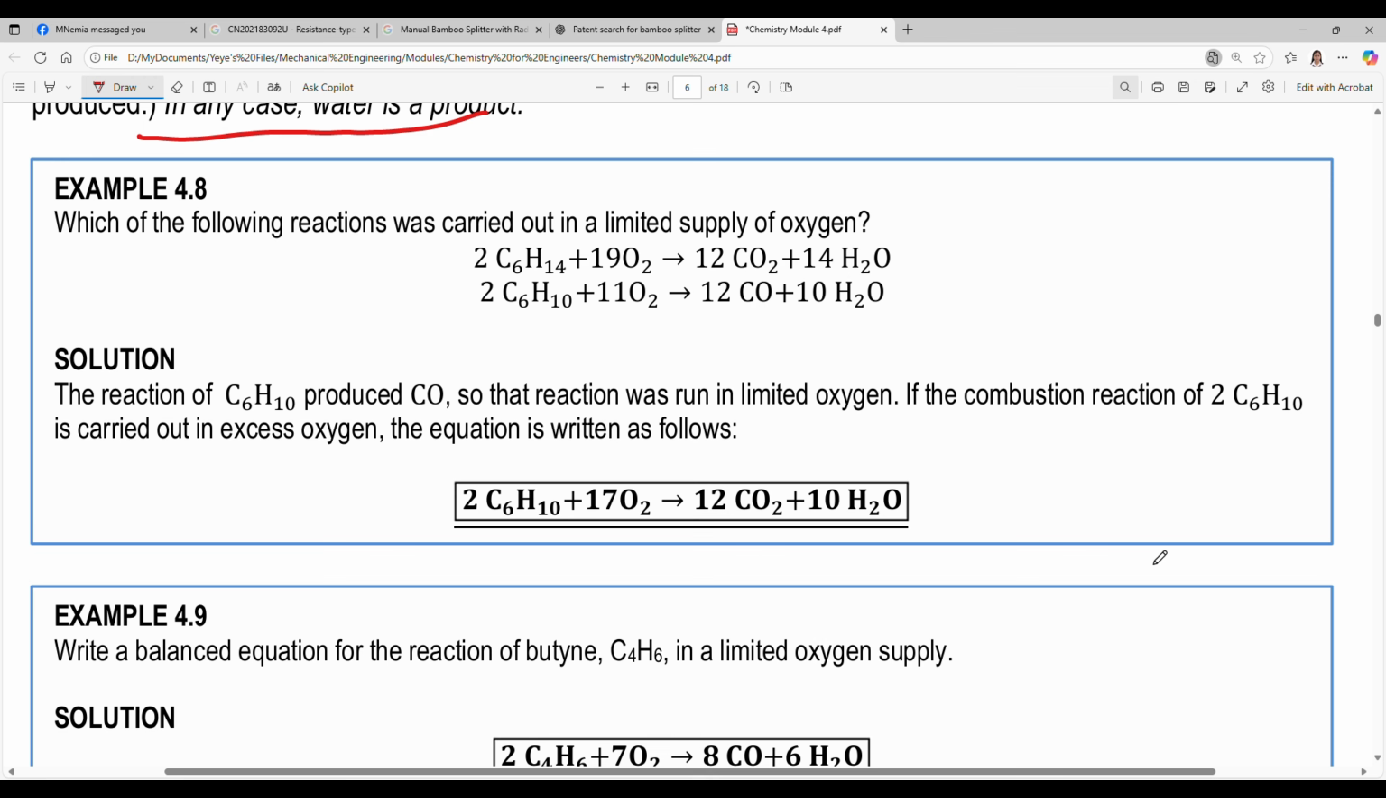Okay, to illustrate, let's have this example. Which of the following reactions was carried out in a limited supply of oxygen? So, we are asked which of these two reactions is carried out in a limited supply of oxygen. The first thing to do is to look for carbon monoxide, since carbon monoxide is an indication that the combustion process is incomplete, or the supply of oxygen is lacking. In this case, we have carbon monoxide here. So, this reaction underwent a limited supply of oxygen.